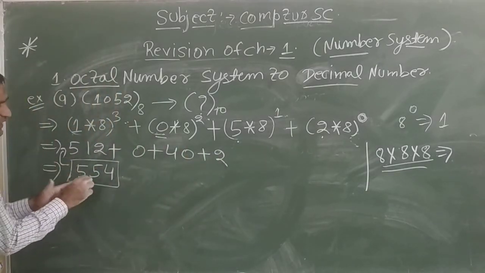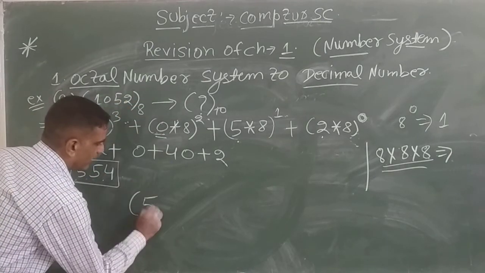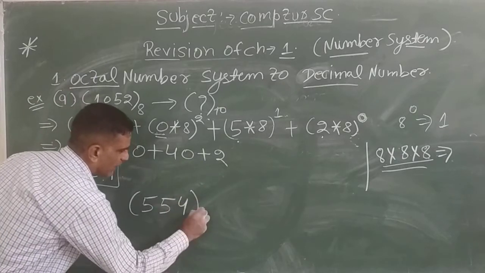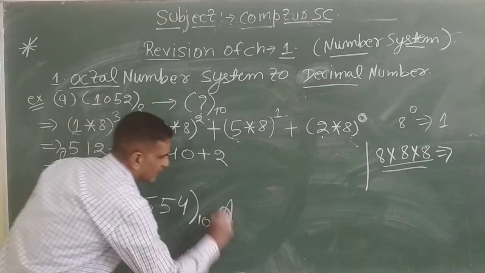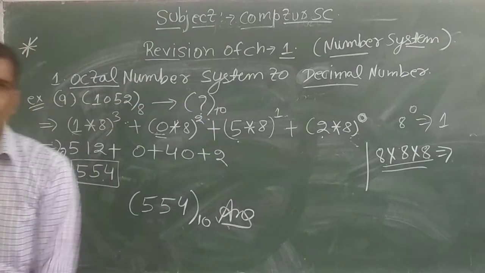Here we get 554. But this number is not yet converted into a decimal number, because we have to write it in this form: 554 with base 10. This is the answer of the octal number system to decimal number system conversion.